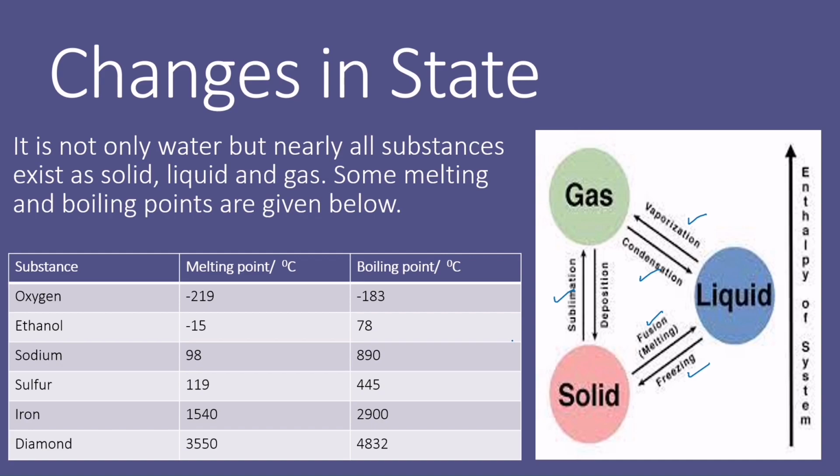And in case impurities are present, then the impurities can reduce the sharpness of melting or boiling points. Impurities always decrease melting or freezing points and increase the boiling points of liquids.